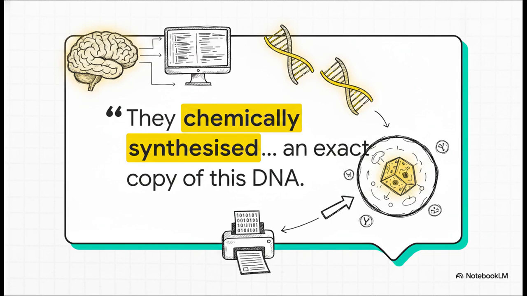In a landmark experiment, researcher J. Craig Venter and his team proved something frankly astonishing. They chemically synthesized a DNA sequence on a computer, printed it in a lab, and inserted it into a hollowed-out cell. That artificial blueprint booted up and completely took over the biological factory, forcing it to follow man-made instructions.